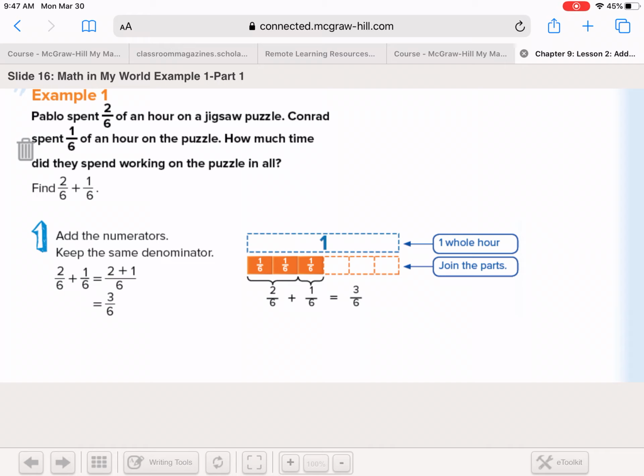I mean, it can't really get much easier than that. 2 plus 1 is 3. You keep your denominator the same. End of story.